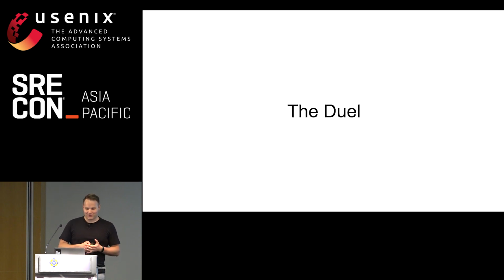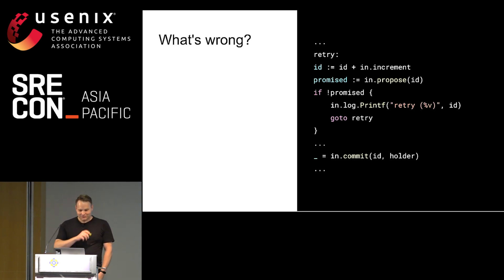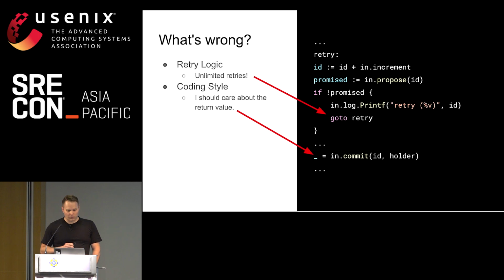Another interesting thing I ran into, I mean, it had to happen. This is what my code looked like. When a proposal was not really sent out, or when I did not get a positive response for a promise request, I just retried. Without a retry counter, and also the coding style is not so great.